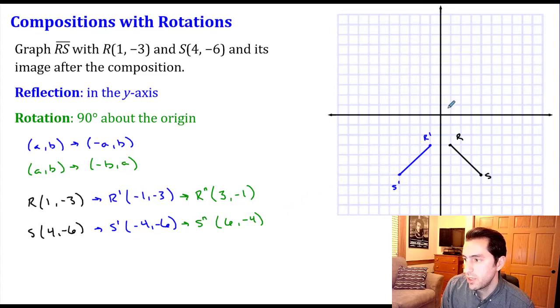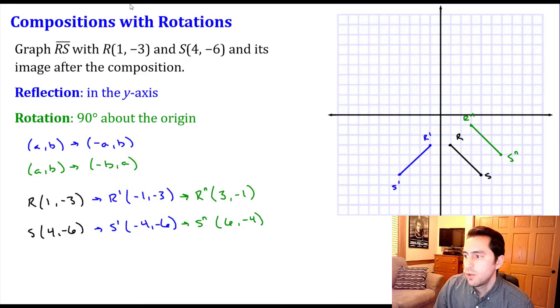So we got 3 and -1 for R double prime. And then for S double prime, 1, 2, 3, 4, 5, 6. 1, 2, 3, and 4. So here's S double prime. And connecting these together with a segment, here is our final image.